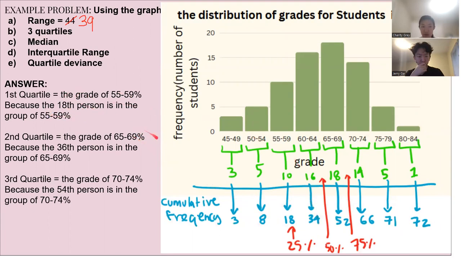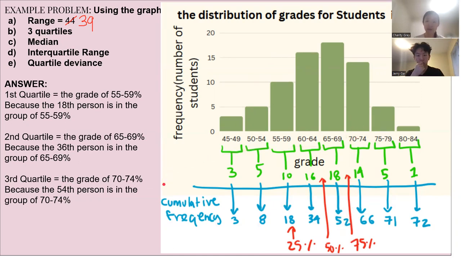Our second quartile is 36, which is in between these 2 buckets, but we can look better at the cumulative frequency. We see that the cumulative frequency 36 is after 34, which means that it goes into 65 to 69. So it is in this bucket. And then we look at the third quartile. The 54th person is actually in the 70 to 74 bucket because it is after 52, which means that it will be in this bucket.